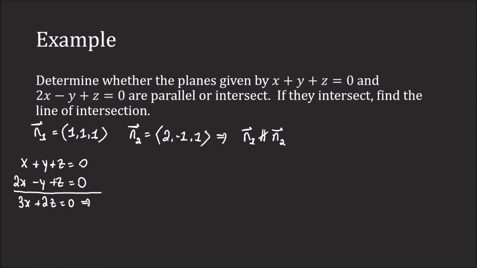This means that x is equal to negative 2/3 z. If we now plug this back into the first equation, we'll get negative 2/3 z plus y plus z, which is 1/3 z plus y has to equal 0, which means that y is negative 1/3 z. Z can be any real number.